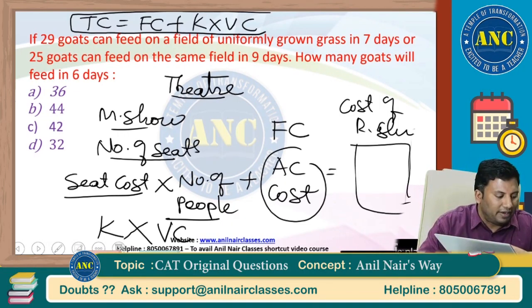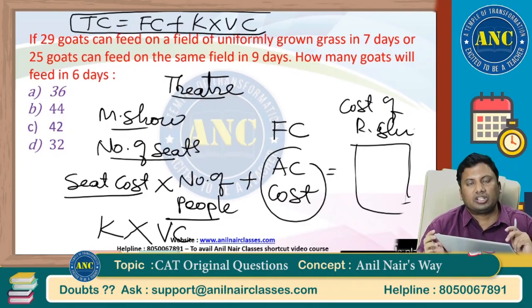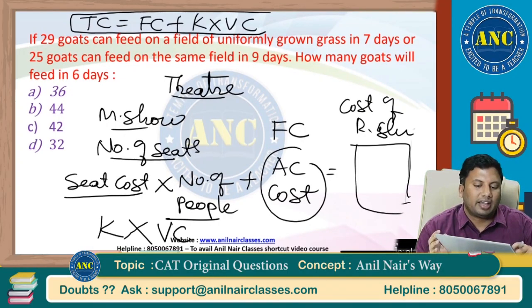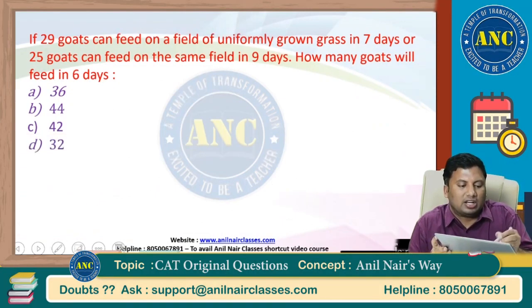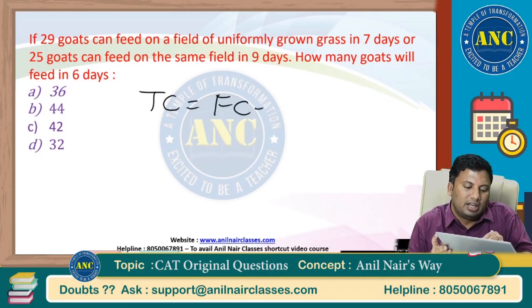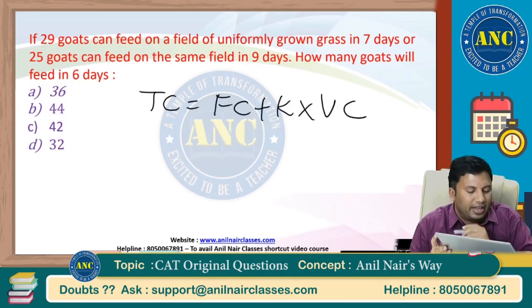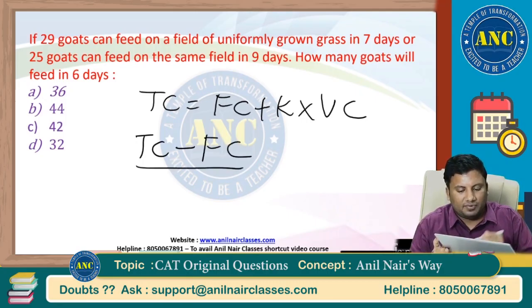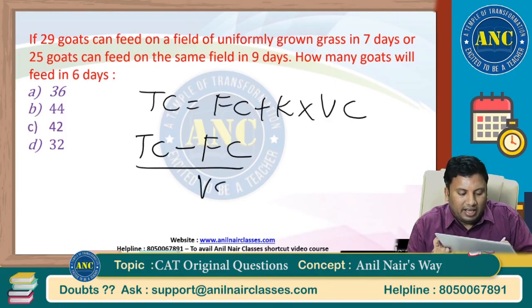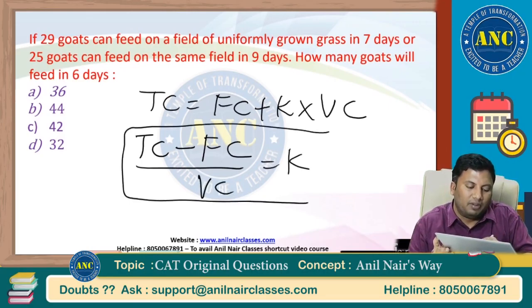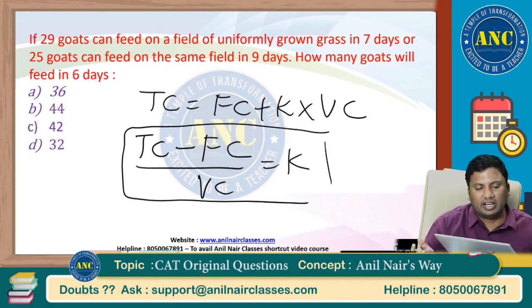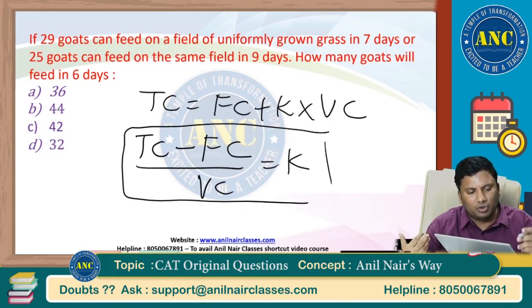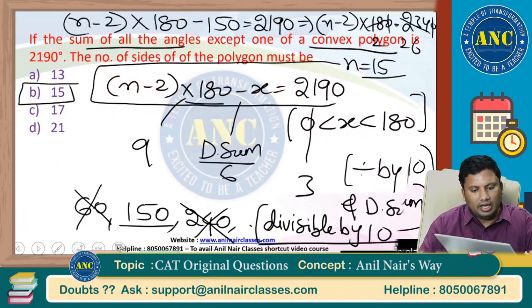If you solve it, total cost is equivalent to fixed cost plus K into variable cost. So total cost minus fixed cost, divided by variable cost, is nothing but K. Some people will use this method, which is also convenient, but a direct relation question can be solved using these concepts also. I hope it is clear. Next one. Any other questions?